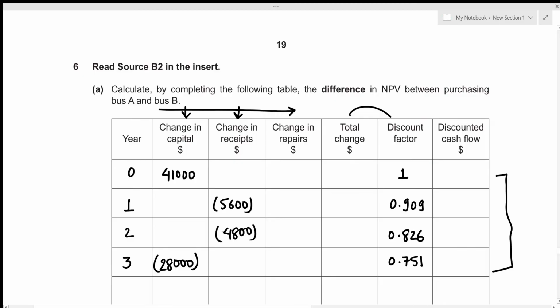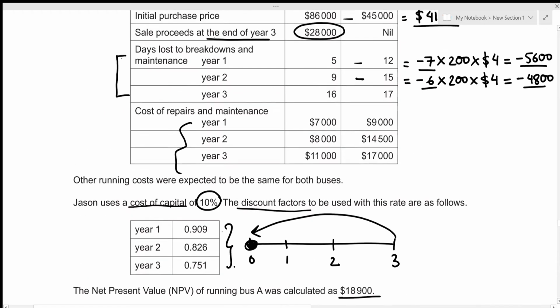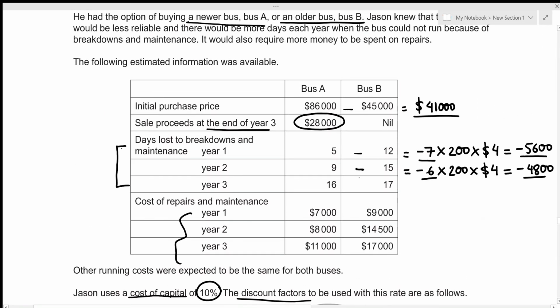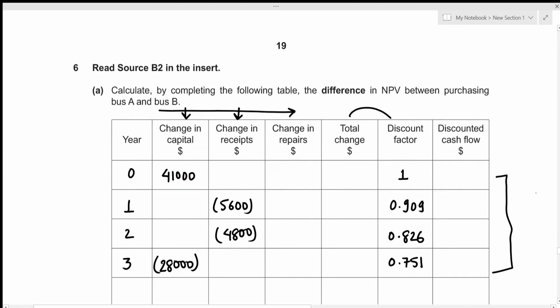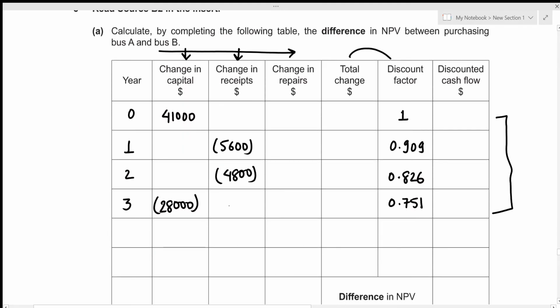All right, we have to repeat this again for the third year. So for the third year, the difference in the number of days is just 1. So that's -1 times 200 times $4, which results in the total being -800. Let's record this amount. So that's -800.